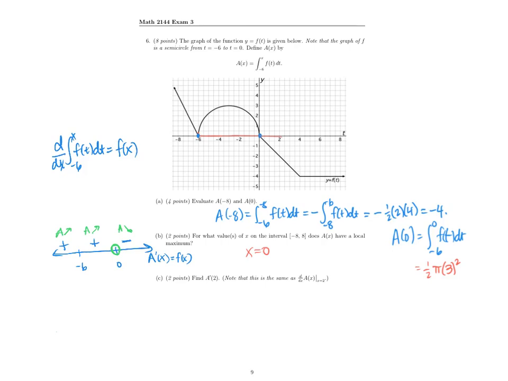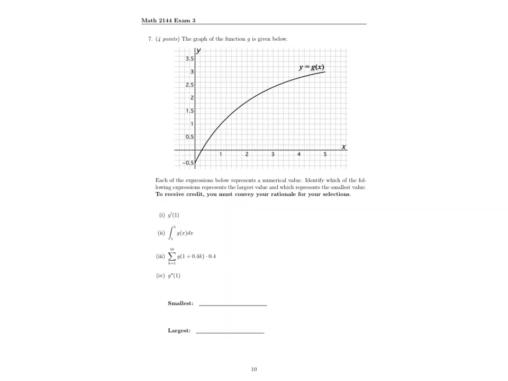This one says find A prime of 2. Again, we just said that A prime of x is equal to f of x. So A prime of 2 is going to be equal to f of 2, which we can evaluate here. f of 2 is -2. Okay, last page. So here's a graph of g of x, and then it says each of the things is a numerical value. Identify which of the following is the largest value and which is the smallest value.